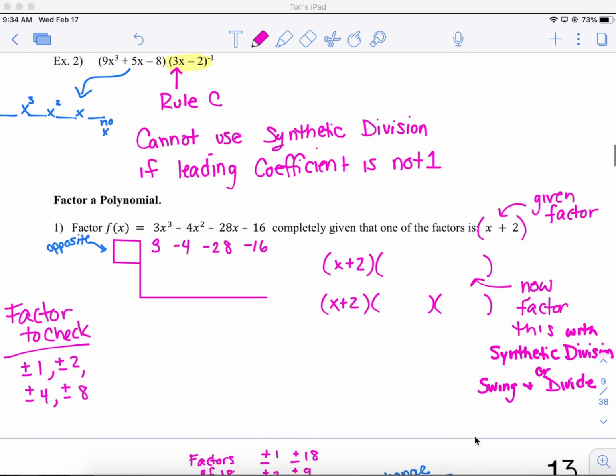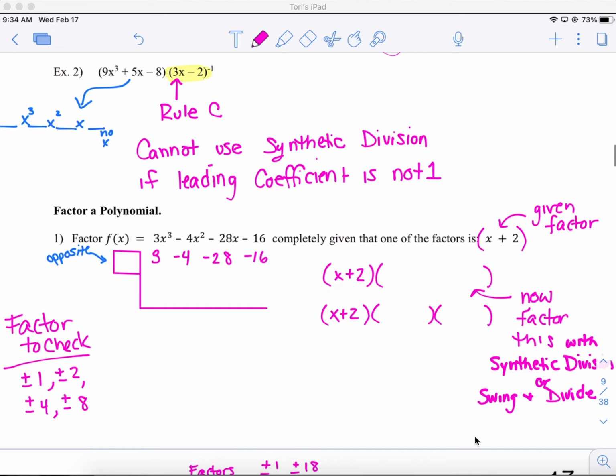All right, if you'll pause the screen, we're going to go through the bottom half in just a second. Pause it, copy what you see, then we'll get started. Wonderful. Okay, example 2 is showing you an example of rule C. You cannot use synthetic division if the leading coefficient is not a 1. So like you have to have an x minus 2 or an x plus 4 or something like that. If you have 3x minus 2 or like 5x plus 4, you cannot use synthetic division for that, okay?